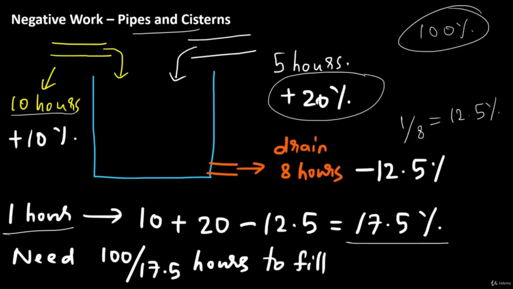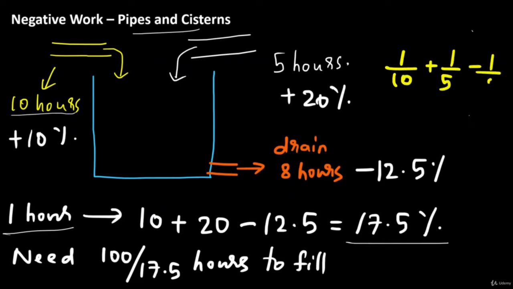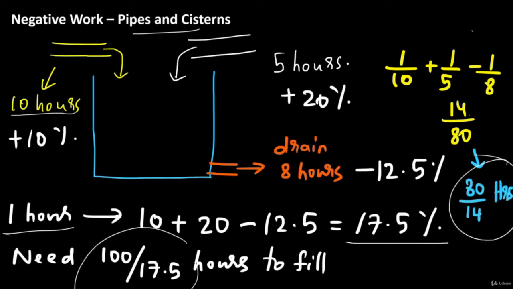All right. Now, let's also think of this in terms of fractions. Let me make some space over here. So what's happening in 1 hour? That would be 1 by 10 plus 1 by 5 minus 1 by 8, right? That is equal to 14 by 80. Now, therefore, we would need 80 by 14 hours to completely fill the tank. And you can see that 80 by 14 and 100 by 17.5 both are one and the same.